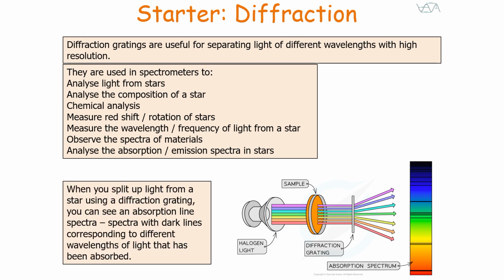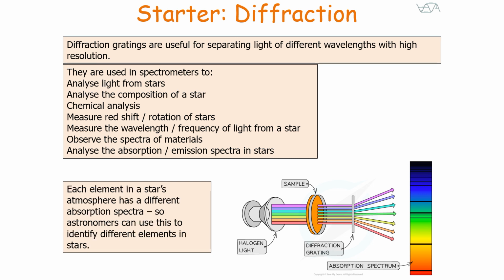Because when you split up light from a star using a diffraction grating, you see absorption line spectra, which is spectra with dark lines corresponding to different wavelengths of light that have been absorbed by the atmosphere of that star. Now each element in a star's atmosphere has a different absorption spectrum, so astronomers can use this to identify the different elements found in the atmospheres of stars.